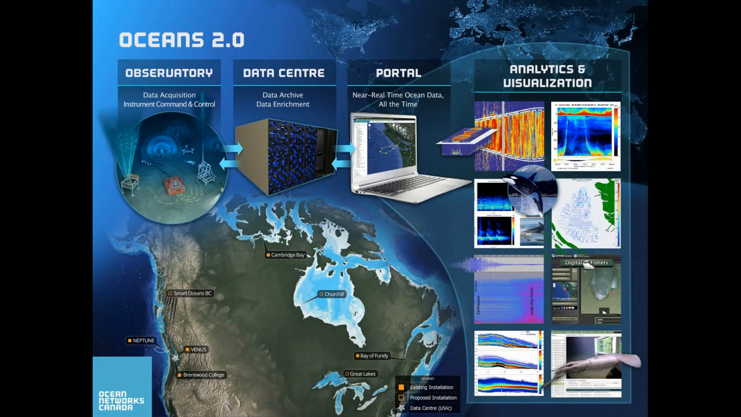Oceans 2.0 is our data management and archiving system software. It's an all-encompassing piece of software that runs on all the servers. It takes data from the observatory, archives it, enriches it, puts it out into a portal, and then you can get all these data products from it.